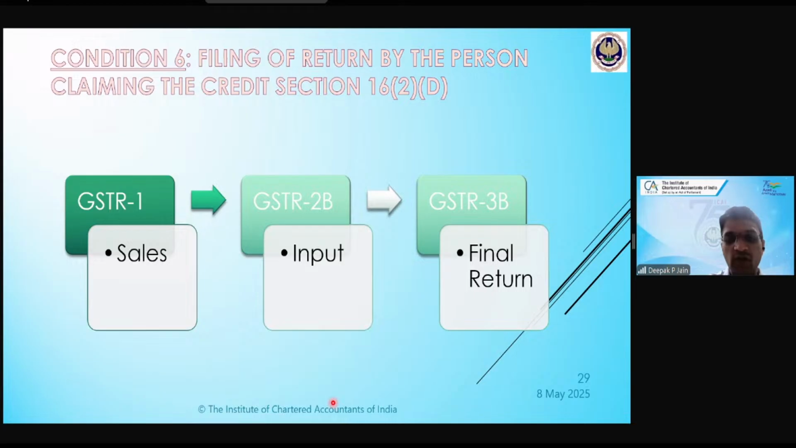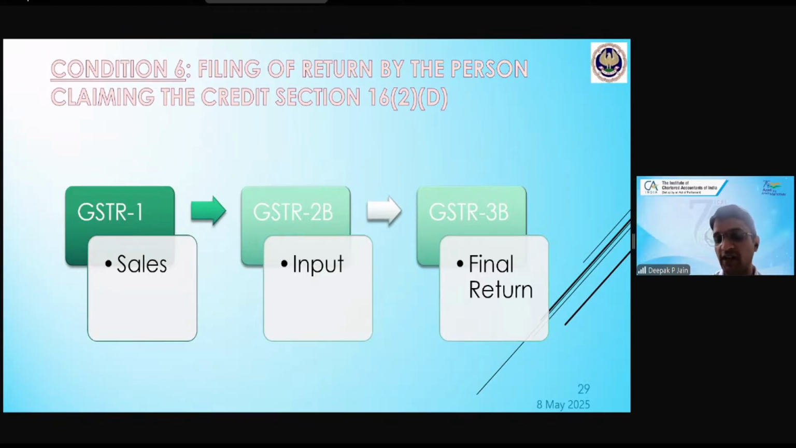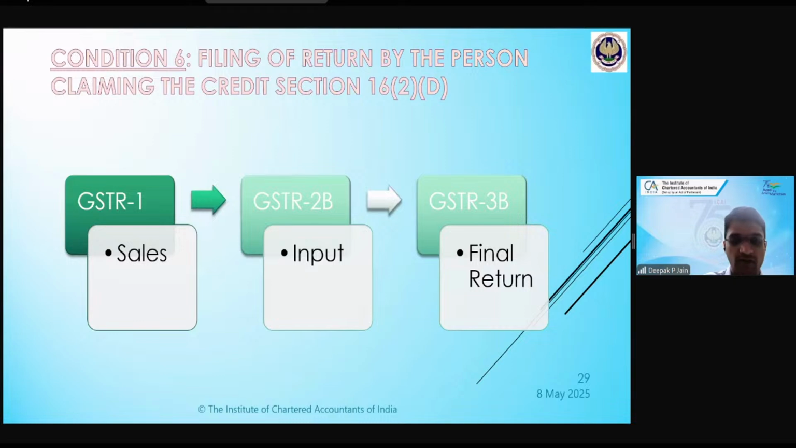Why? Because how will the government know that you should get the credit? You will get the credit through this mechanism of filing the return. If you file your return only, then the amount gets credited to your credit ledger. So the sixth condition says that you have to file the return. Only then you can get the credit.